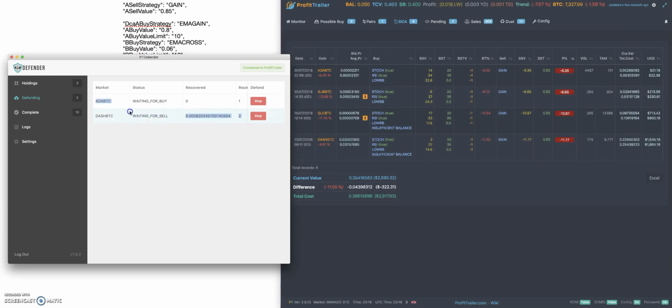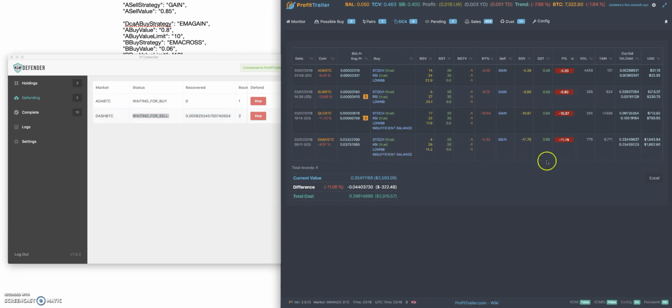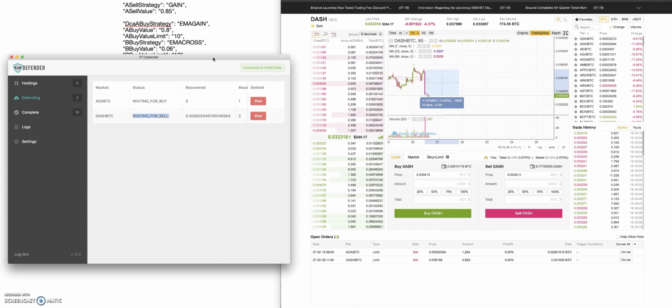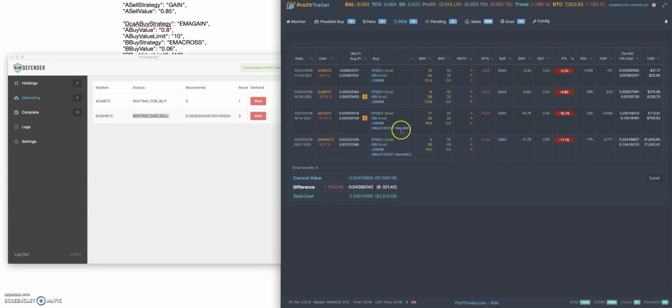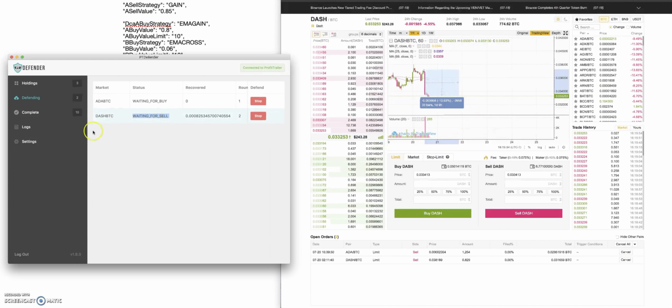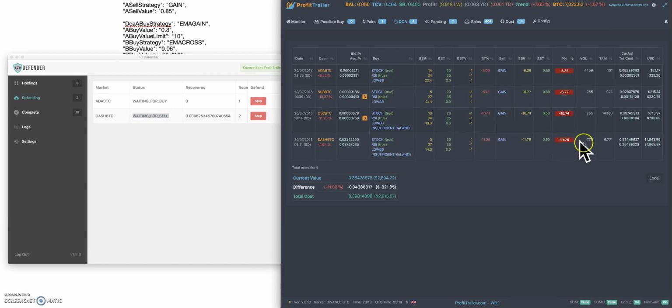So, like I said, I'm looking at this bag of Dash. It's in waiting for sell, which means PTDefender is just waiting for profit trailer to sell it. The problem is it's at negative 11.78% because when profit trailer and PTDefender rebought this coin, it bought it in a really bad spot. That's no one's fault but my own, my profit trailer settings. I had them way too aggressive, buying in a kind of bad spot up here. So I'm literally just waiting for sell, and it's probably going to be waiting for a while if you look at that negative 11%.